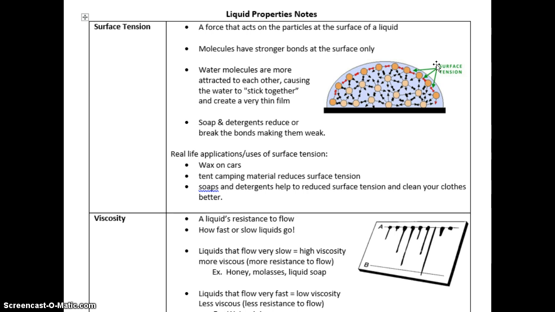Now, real-life applications: why do we need to know about it? What are its uses in real life? Well, wax on cars. By waxing our cars, it causes the water to bead up and roll off the car quicker and also keeps the dirt from building up on it. When you go tent camping, the material will also reduce surface tension, which allows the water to run off the tent instead of into your tent. Finally, soaps and detergents that we use for cleaning dishes and washing our clothes help to break down that stuff better, and so therefore our clothes are cleaner.